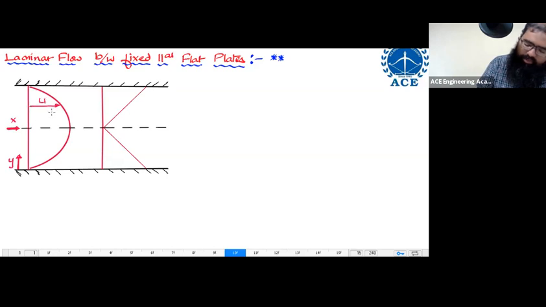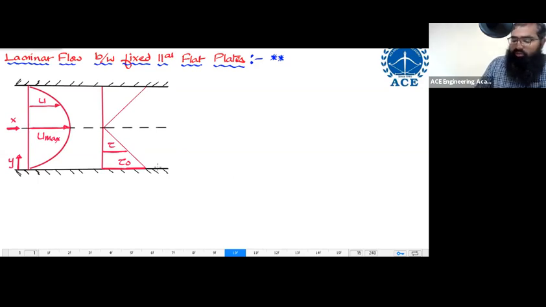Let us say this is some random local velocity. And this velocity over here is your u maximum, the maximum local velocity. This shear stress is some random shear stress. And this shear stress, which is at the boundary, is your wall shear stress, tau naught.